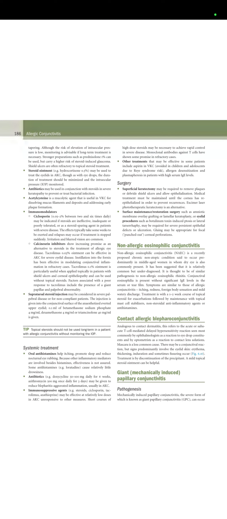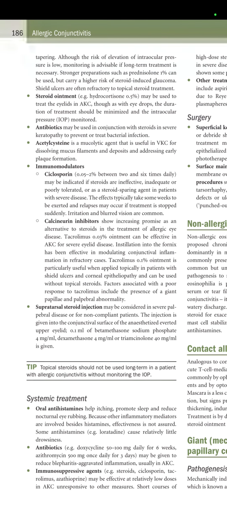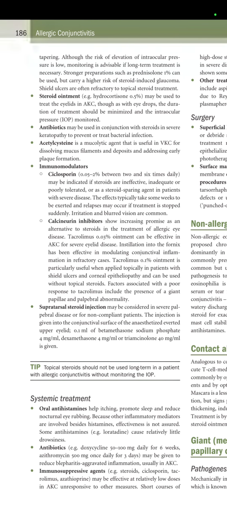Then there is a systemic treatment. Oral antihistamines help itching, promote sleep, and reduce nocturnal eye rubbing. Because other inflammatory mediators are involved besides histamine, effectiveness is not assured. Some antihistamines, for example loratadine, cause relatively little drowsiness. So what can you give? Oral antihistamines, and that prevents the nocturnal eye rubbing and promotes sleep.